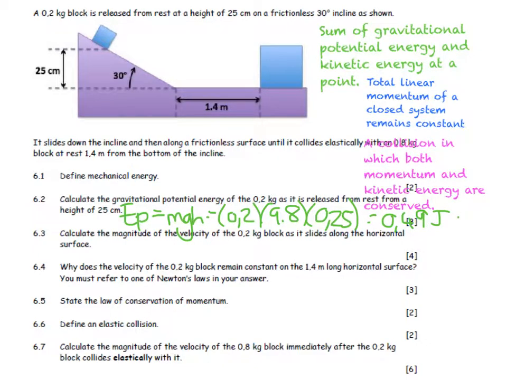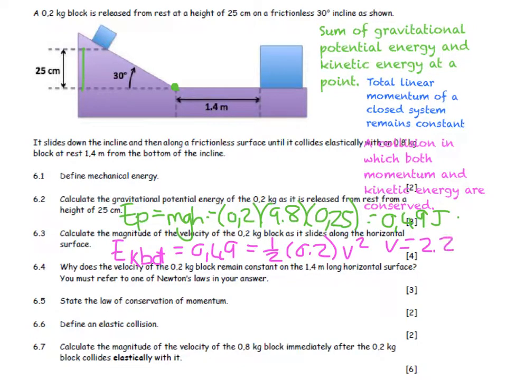Calculate the magnitude of the velocity of the block as it slides along the horizontal surface. That will be exactly the same all the way. Because this is a frictionless surface, I'm just going to work out what happens as it gets down to the bottom. So the kinetic energy at the bottom is equal to 0,49, which is equal to a half of m, what was the mass of that block? 0,2 multiplied by v squared, and the velocity turns out to be 2,21 meters per second.